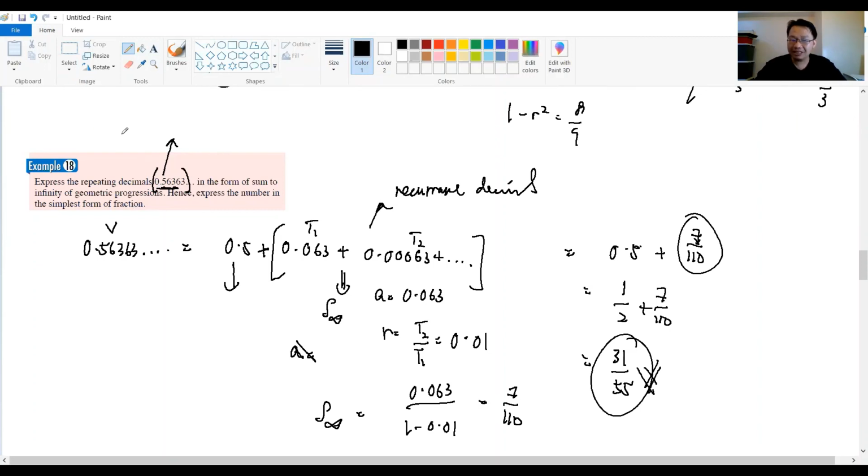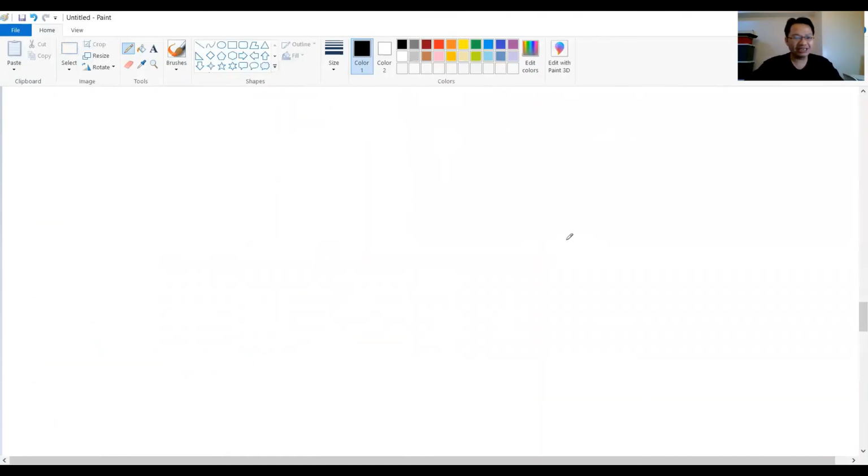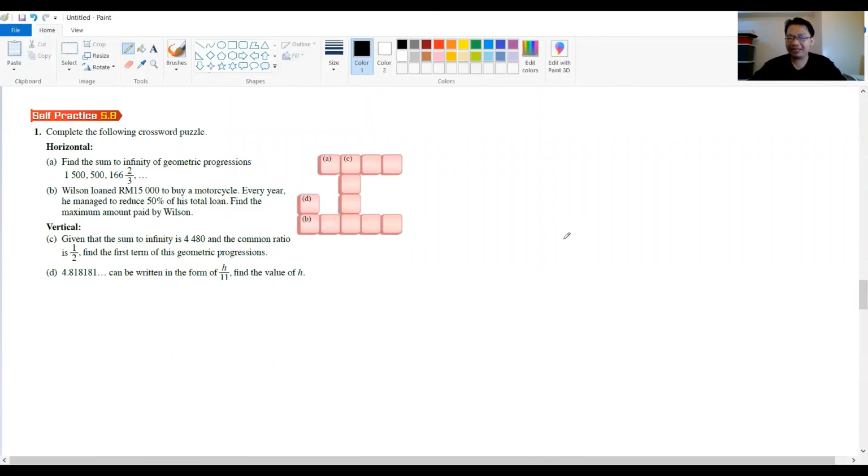4. We learned index, logarithm, and surd. We learned index, and this example 18 also can be solved by using index law. So go back to chapter 4 and try to apply the chapter 4 method to solve this problem. Do you get the same answer? It must be the same answer. Alright, now self practice 4.8, the last one.